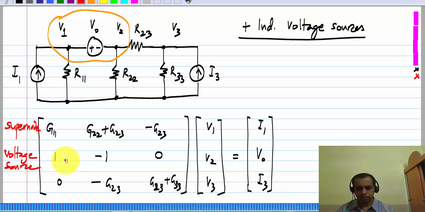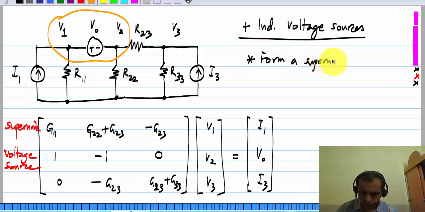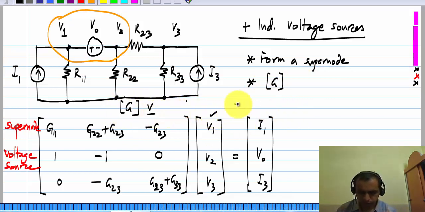Okay, and in this case we form a super node and we have the equation for the voltage source, and finally this G matrix, where this is G, this is the unknown vector V, this one equals the source vector I. Okay, now the source vector consists of both independent voltage and current sources. The G matrix is asymmetric.